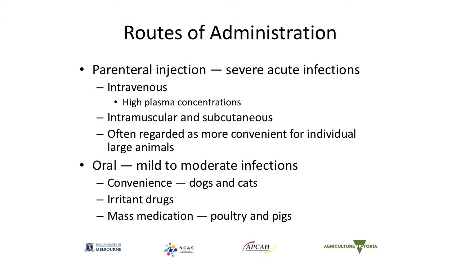Oral administration is used for mild to moderate infections for species such as dogs and cats because it is more convenient, and for agents such as tetracyclines and erythromycin, which are irritant when given by injection. Oral administration via feed or drinking water is used for mass medication of poultry and pigs, where individual animal treatment is impractical.